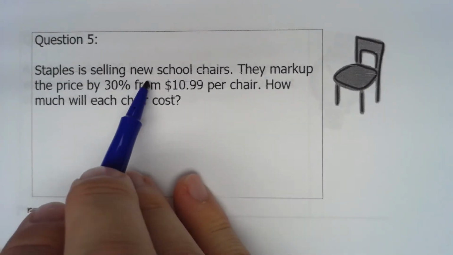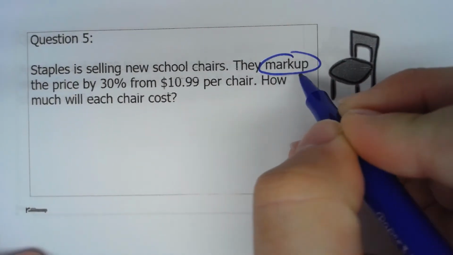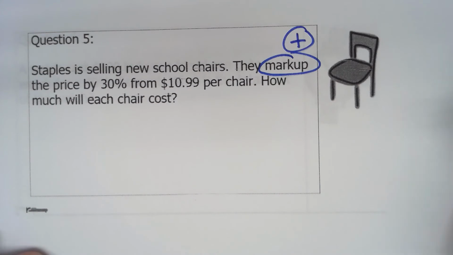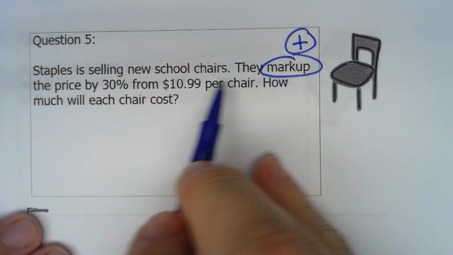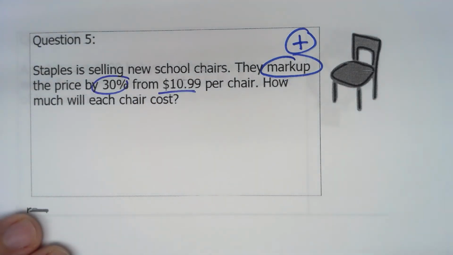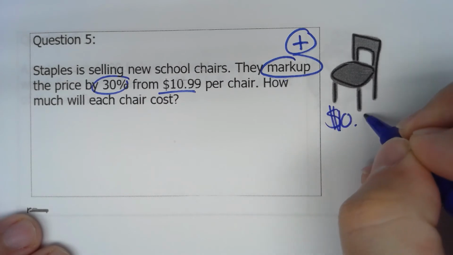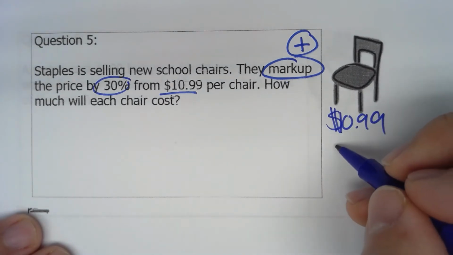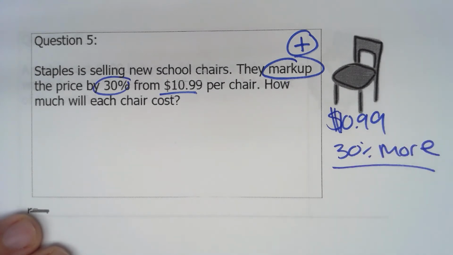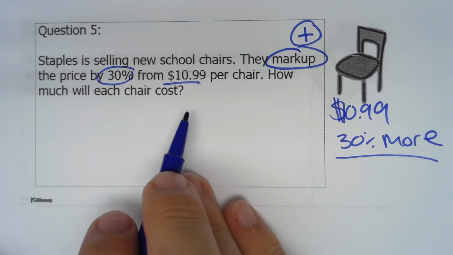Staples is selling new school chairs. They markup. Markup. Ding, ding, ding, ding. I need to add. Markup means add. They mark up the price by 30% from $10.99 a chair. So Staples buys this chair for $10.99, and then you're going to pay 30% more. This is how Staples makes money. How much will each chair cost?